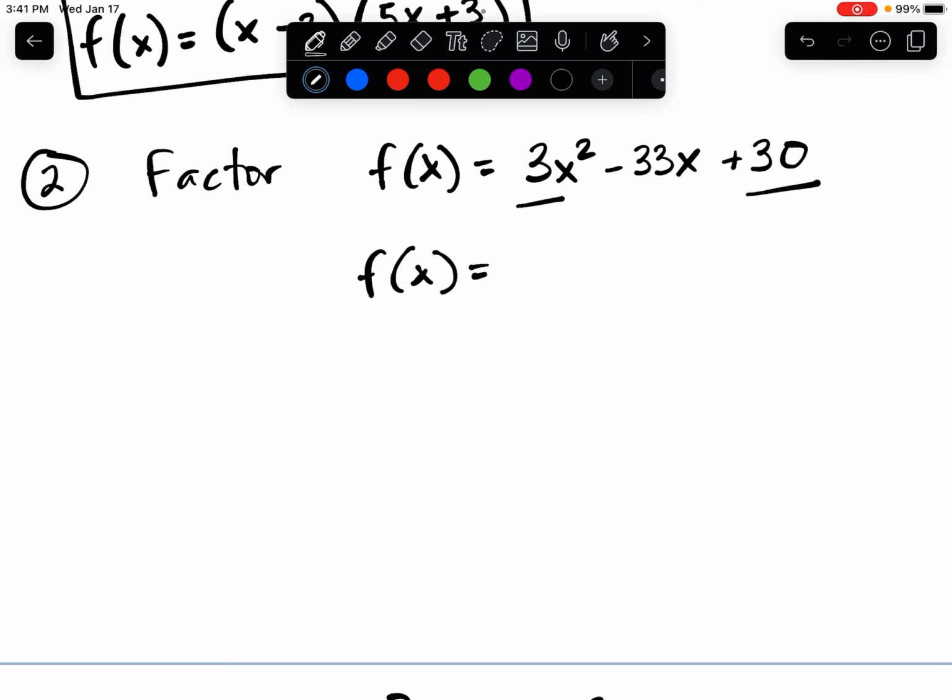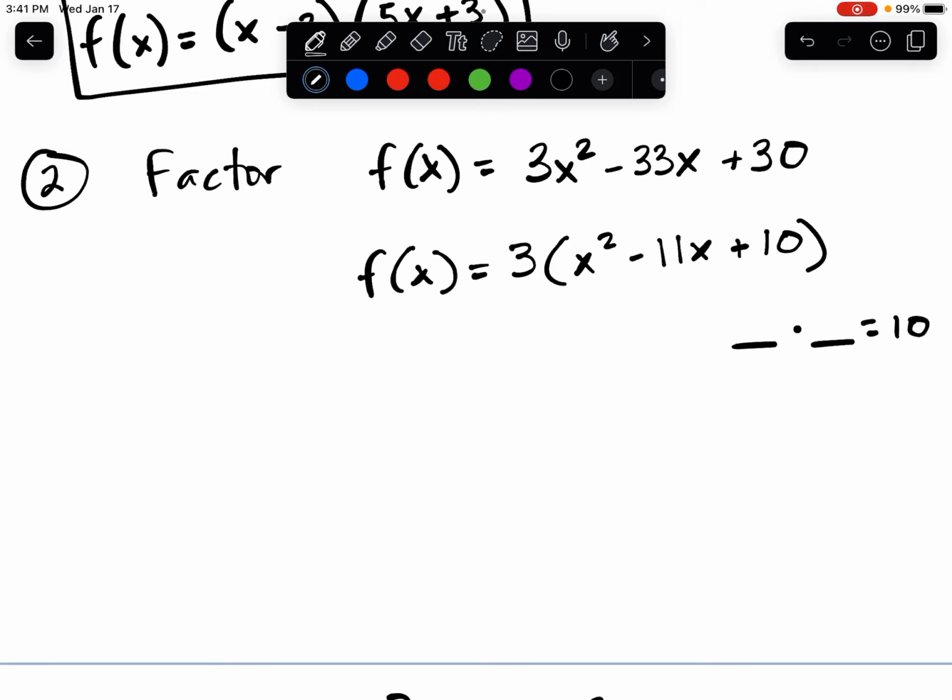So I'm going to take out the GCF because I notice that there is a 3 in common with all 3 of these terms. So 3 would be my GCF, so I'm going to take out the 3, leaving me with x squared minus 11x plus 10. So now I'm looking for 2 numbers that multiply to be 10 and that add up to be -11.